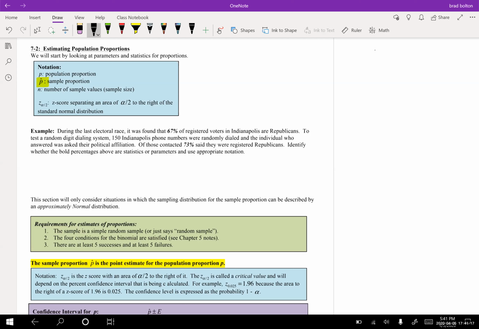So first of all, we know that they want us to call the percentages. So the 67% or 0.67, is this P or is this P hat? It says during the last electoral race, it was found that 67% of registered voters in Indianapolis. So is that a sample, or is that saying everybody in Indianapolis? Everybody in Indianapolis, right? So that would be our population. That is equal to P. And then we have 73%. That would be our sample percent, and that would be P hat. So again, you're just going to identify your sample proportion as P hat in general, okay?